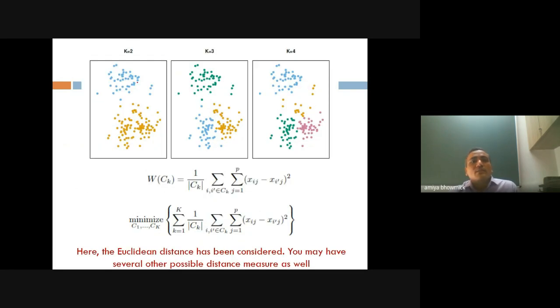You want to minimize the within-class variation, right? So for example, here I have 2 clusters, K is equal to 2. Here we have 3 clusters, actually 3 different sets. Here we have 4 clusters.